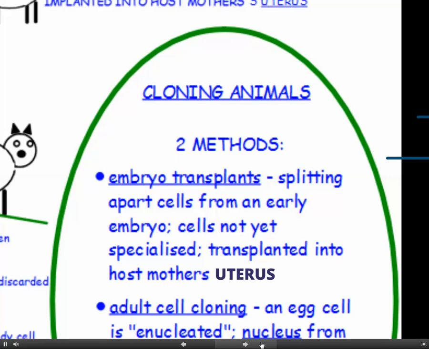So each of these clumps of cells will then go on to grow into an embryo and then into a fetus. So these separated clumps of cells are then transplanted into the host mother's uterus. Uterus. Where else is it going to be transplanted? It's the uterus. You must say uterus.